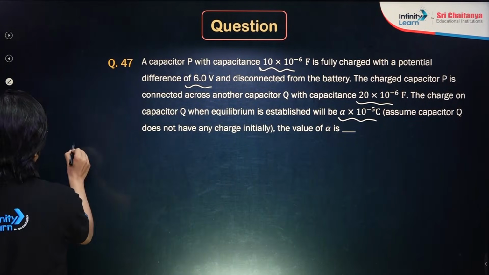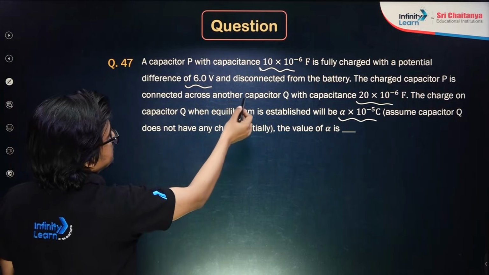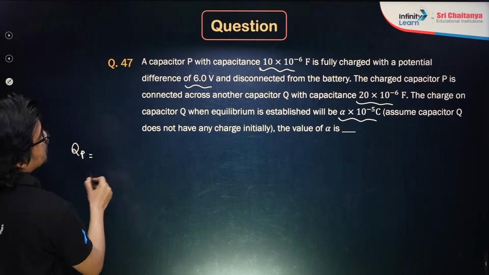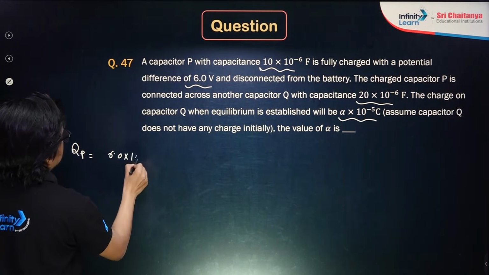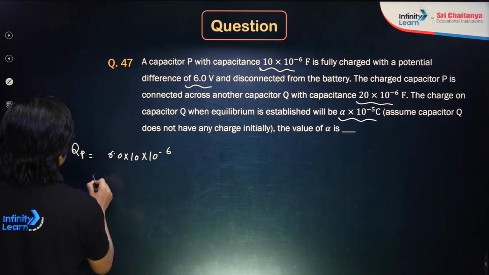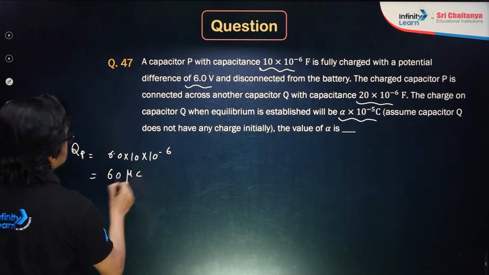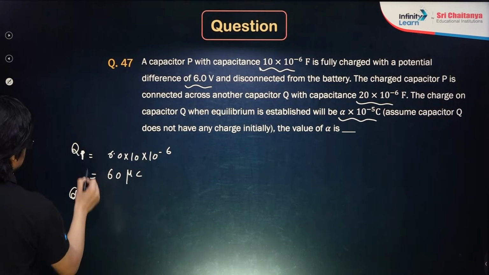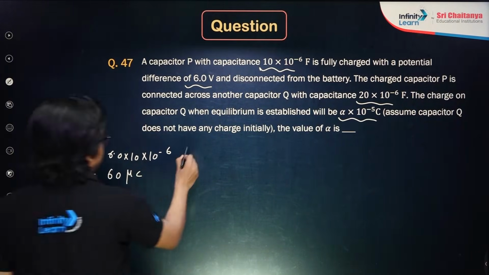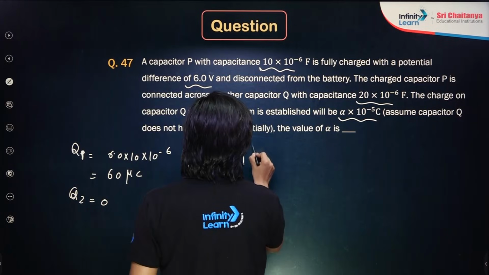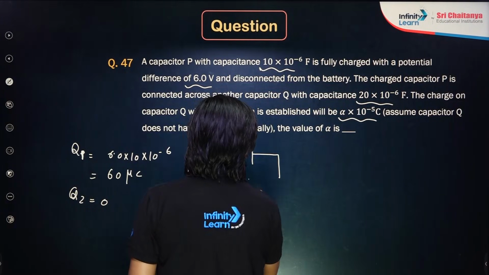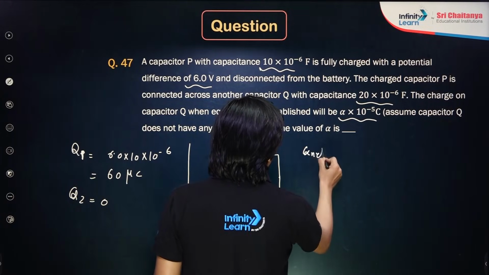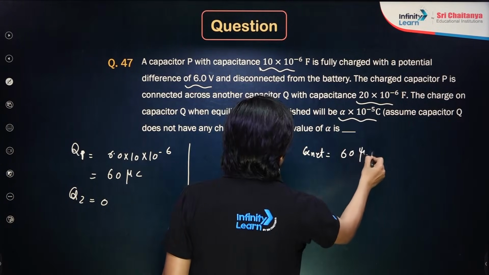So charge on P, capacitor P with capacitance, is fully charged with a potential of 6.0. So charge on P is actually equal to 6.0 into 10 into 10 raised to the power minus 6. That is 60 microcoulomb. Charge on Q, okay, so let me write Q1. Charge on Q is initially 0. So net charge when they two are connected, net charge is now equal to 60 microcoulomb.